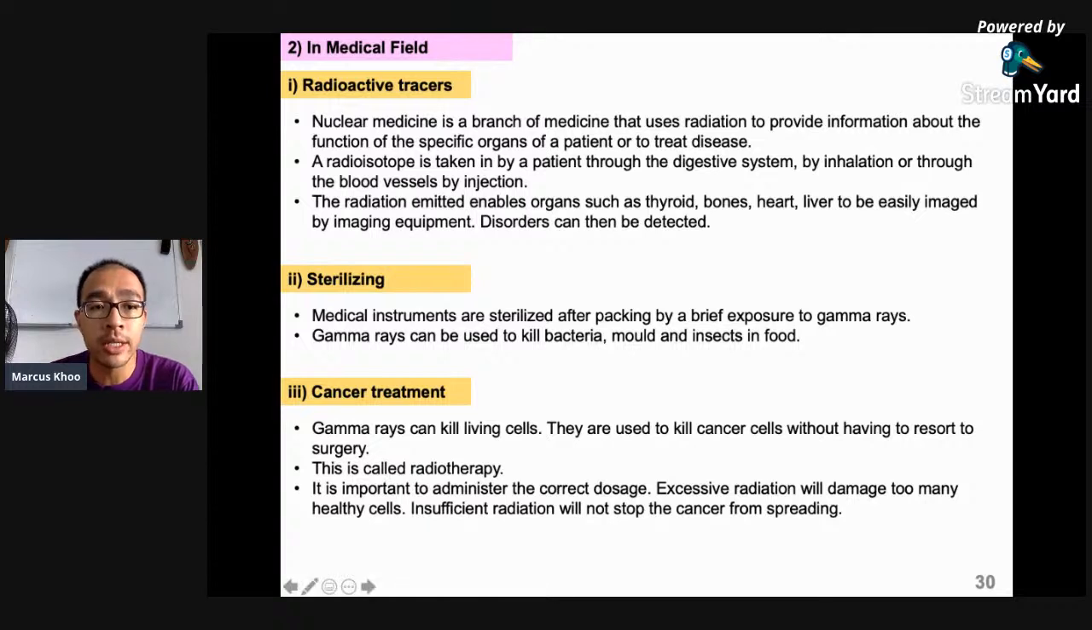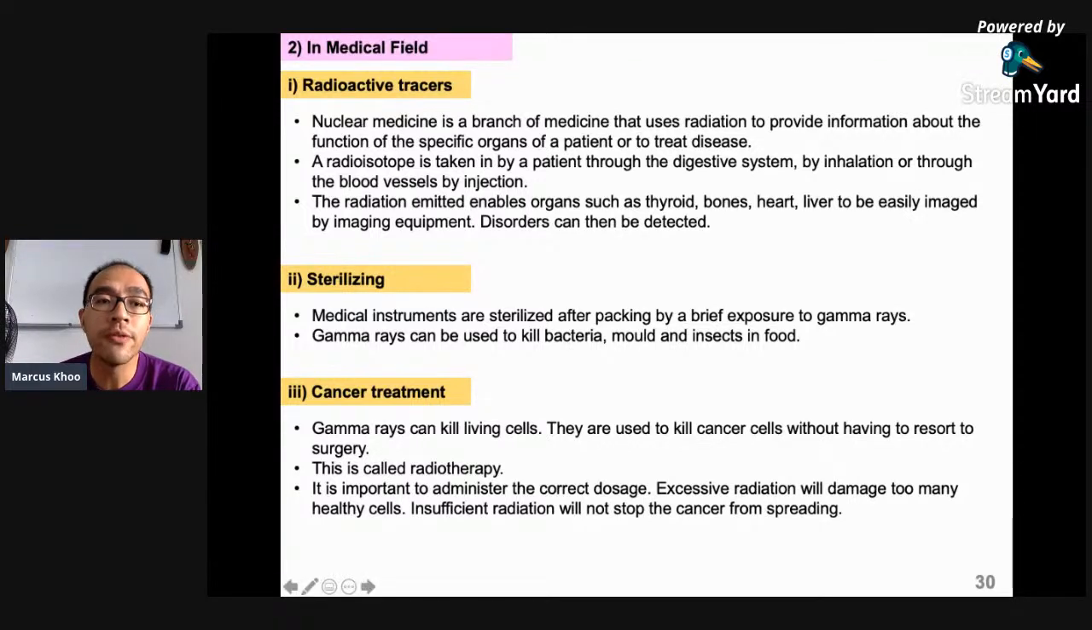Another use for radioisotopes is for sterilizing. We usually use gamma rays because gamma rays can be used to kill bacteria, mold, and insects in food as well as medical instruments. They are sterilized after packing by a brief exposure to gamma rays, just to kill off all the bacteria, and that's how we use it.